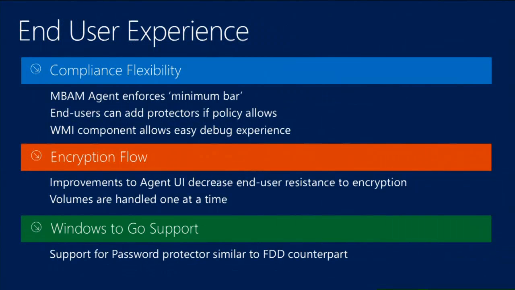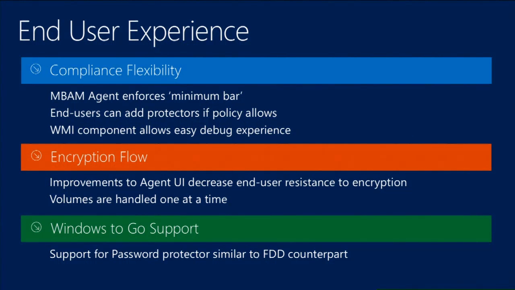So as I mentioned earlier, with MBAM 1.0, we would enforce whatever policies you set in your GPO, but if you wanted to be more secure and set additional protectors, we'd say, sorry, you're not compliant. So we've given you that ability now where end users, assuming your policy allows it, can add different protectors as well. And if you're trying to determine why you're not compliant, we have a new WMI class that you can query to determine if you're compliant and why you're not compliant.